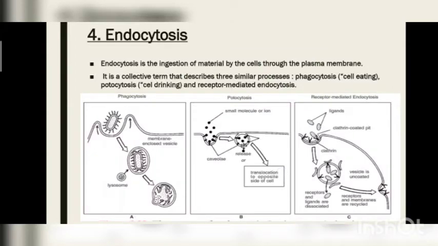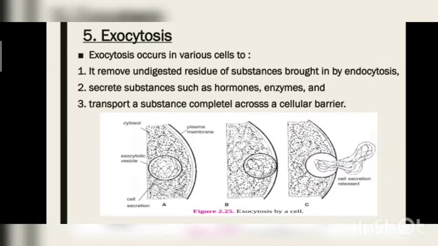So after that, endocytosis. Endocytosis is a very complex process which is used for very small amounts of molecules; foreign particles can be engulfed inside the cell. And finally, the last process is exocytosis. Exocytosis means cell vomiting, in which some useful substances as well as some harmful substances can be thrown out of the cell one by one.